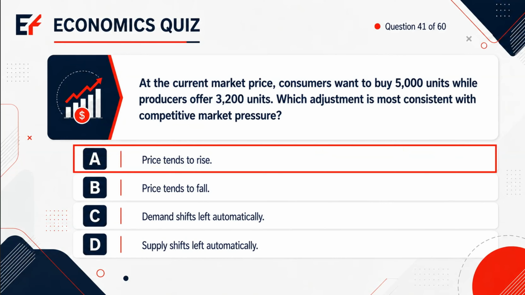Let's read the imbalance in the market. Consumers want more units than producers are offering, so the market has excess demand, or a shortage.